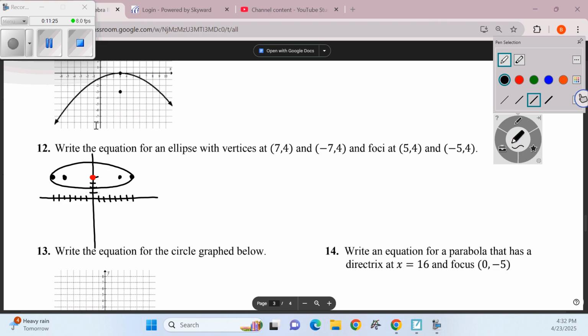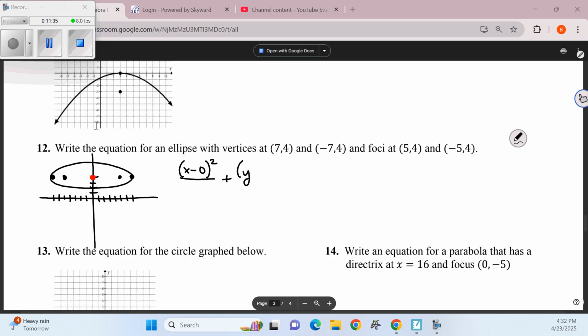So if we go back to our formula, we'd have an x minus 0 squared over something plus a y, we're going up 4, so y minus 4 quantity squared over something equals 1.